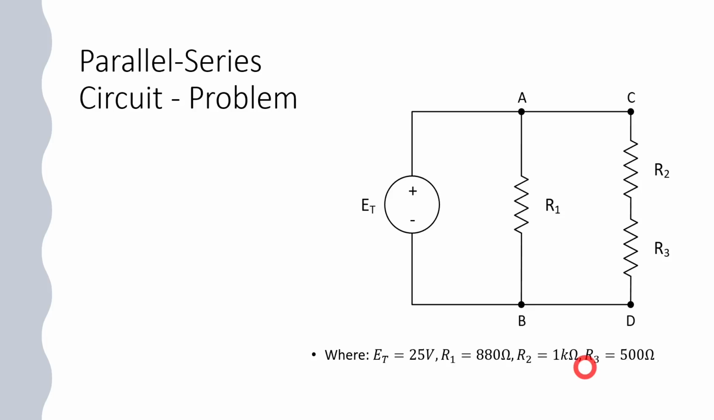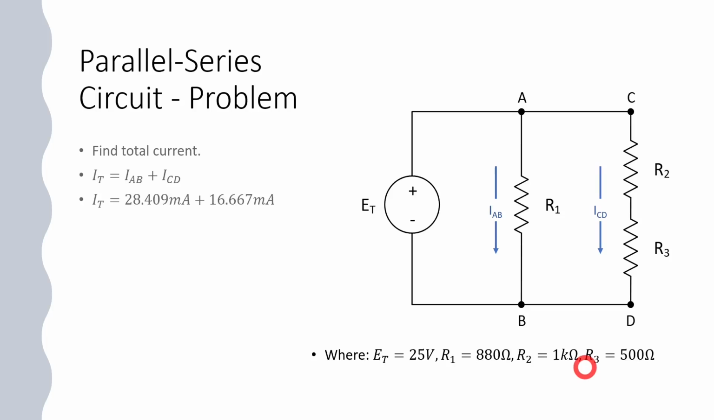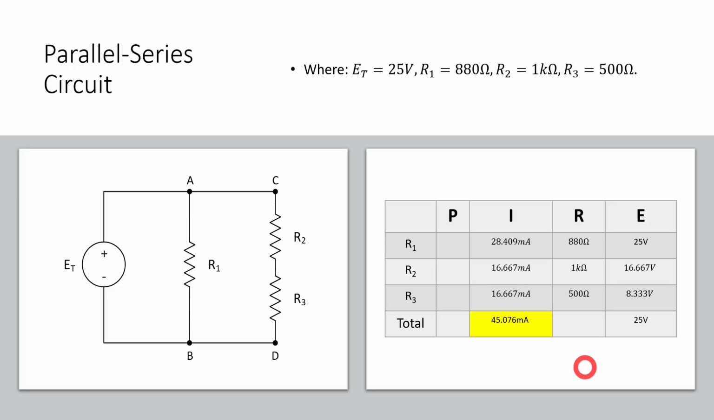Okay, so now let's solve for total current. We know the currents through each branch. We know IAB and ICD, so we're going to add those two together to get our total current. And so we have the 28.409 and the 16.667 milliamps. We add those together and we get 45.076 milliamps. So that's our total current. We're going to go ahead and fill that in here.